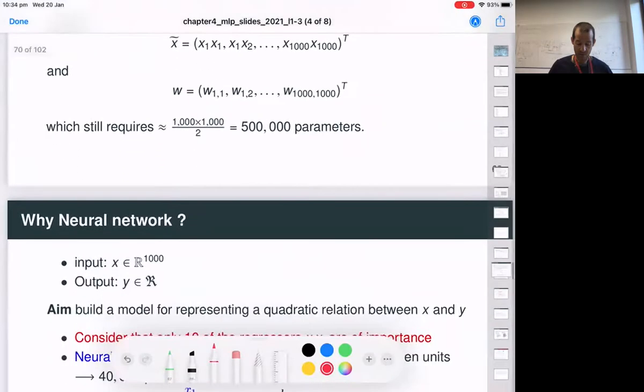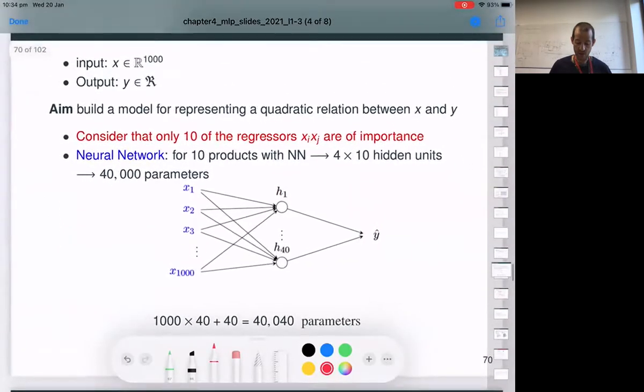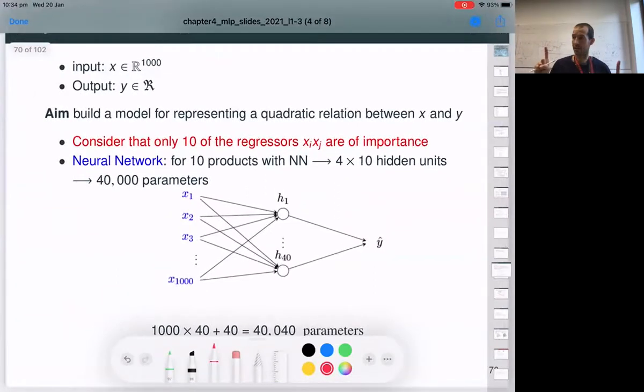Okay, so now back to the business, and here you will say, oh, this is good. Reminder that for doing any multiplication, I need 4 units. As we have just 10 regressors as useful, I just need 4 times 10 units. So I just need in my parameter, come on, Richard.